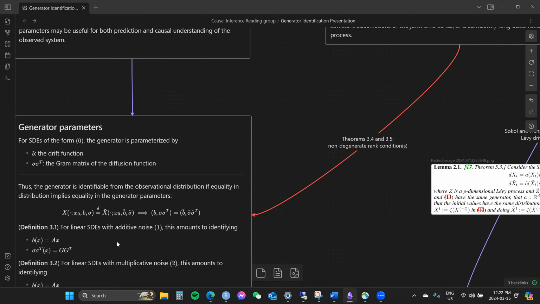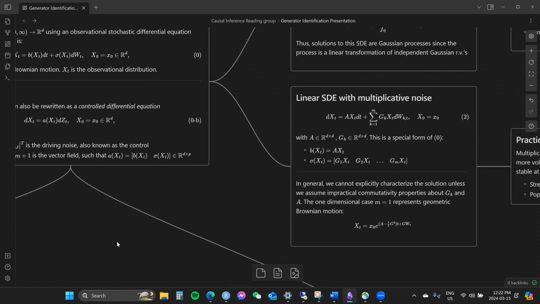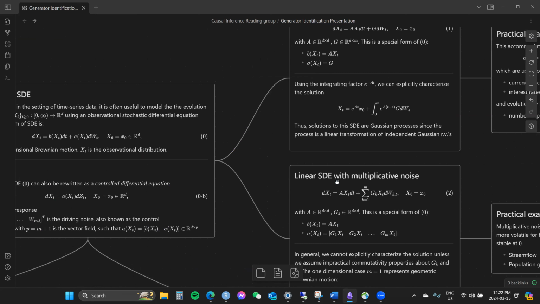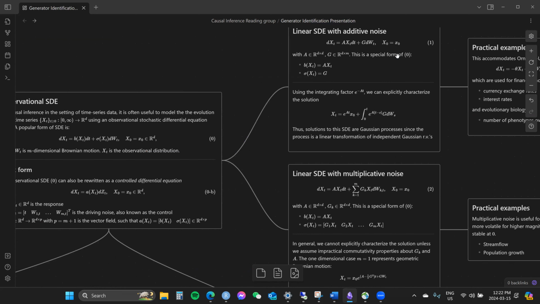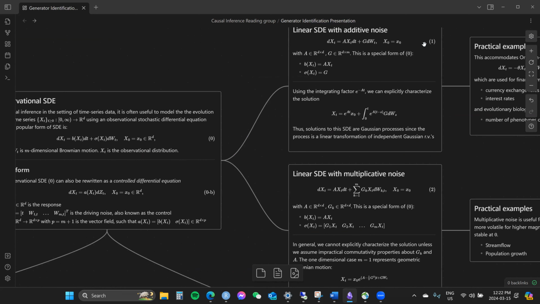Explicitly, they look at the two forms that Joe described. So we have additive.